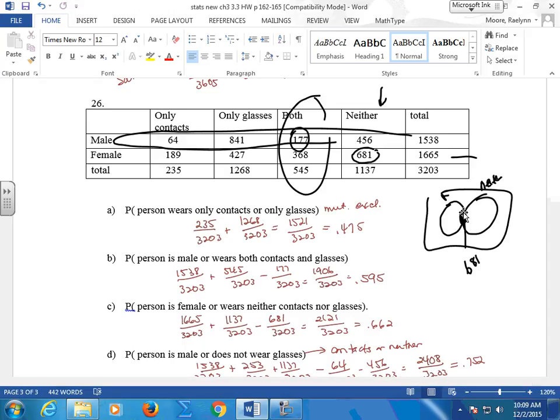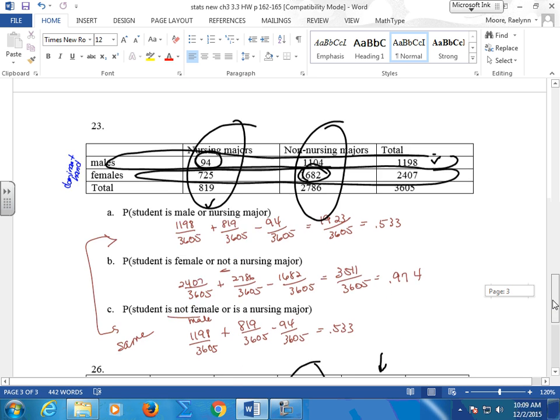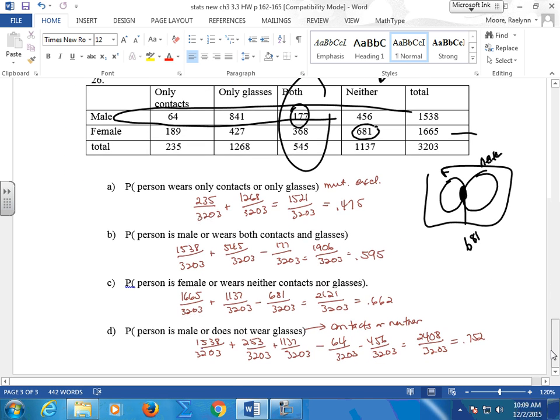And a person who is a male and does not wear glasses, well, if they do not wear glasses, they could wear contacts, but they can't wear both. But they could wear neither. They just can't wear both because glasses are included in the both. So you have to include the contacts and the neither in that. I'll move this down. Okay? So you had to subtract out these guys where your overlap is. That was kind of unique because they gave you two things to do. Okay?